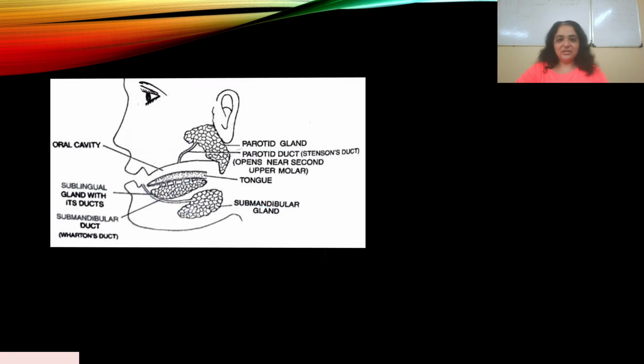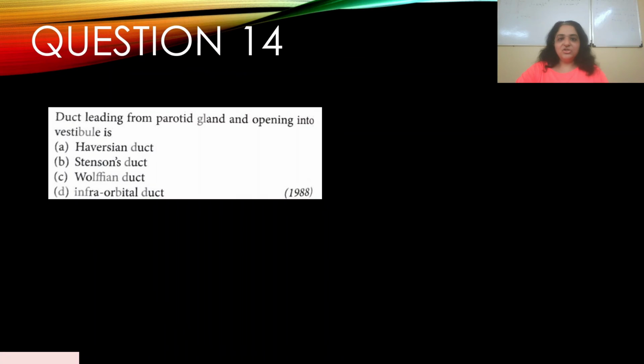Okay, next question, question number 40. The duct leading from the parotid gland and opening into the vestibule is, and this appeared in 1988. A, Haversian duct, B, Stenson's duct, C, Wolffian duct, D, Infraorbital duct. It is clearly B, Stenson's duct. So the answer is B.